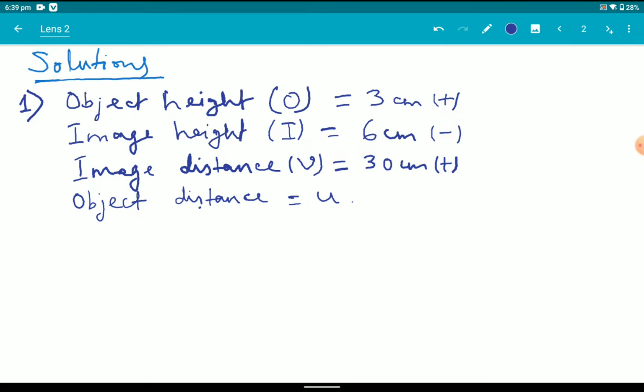So we know that there is a formula for magnification. If you remember, there is a formula for magnification. Magnification is denoted with the letter m, and magnification for a lens is given by I by O, that will be equal to V by U, isn't it?